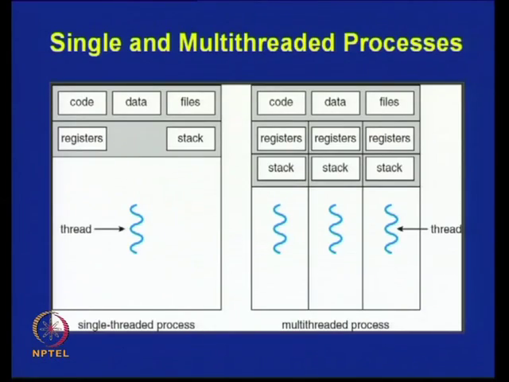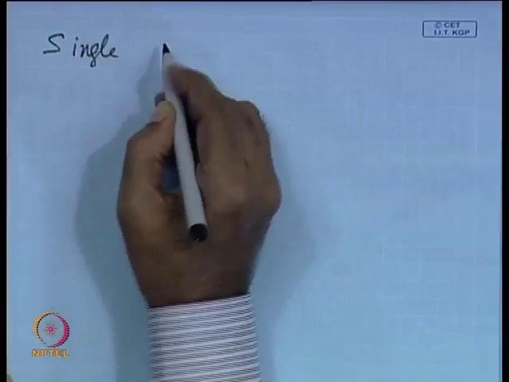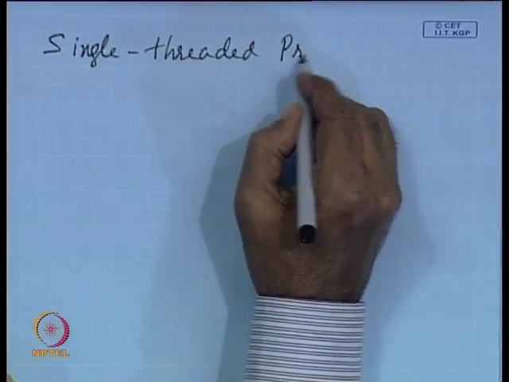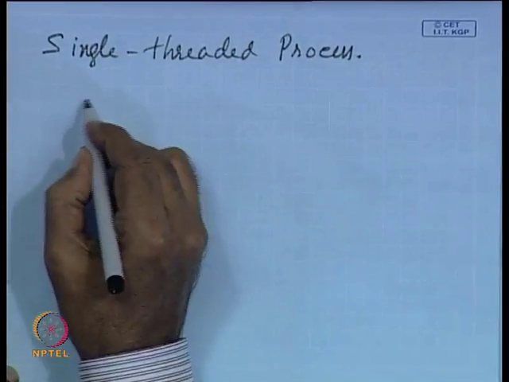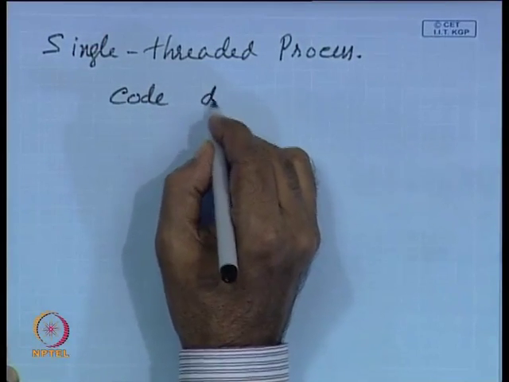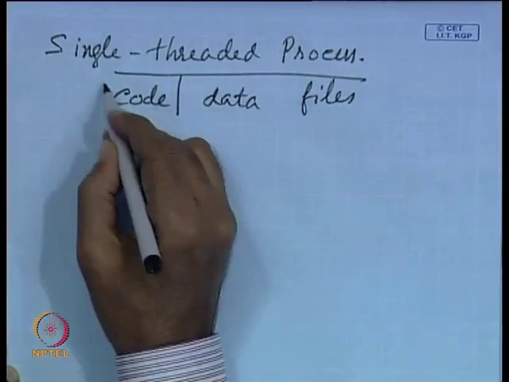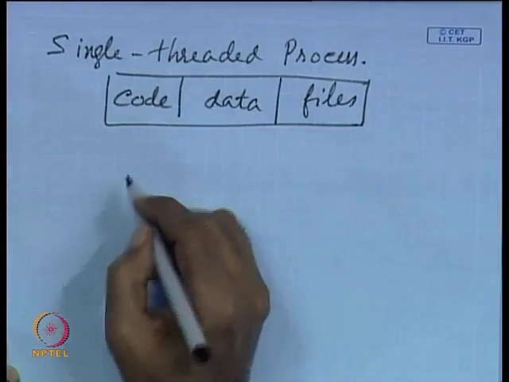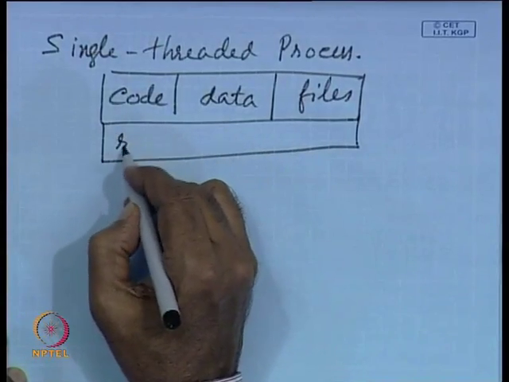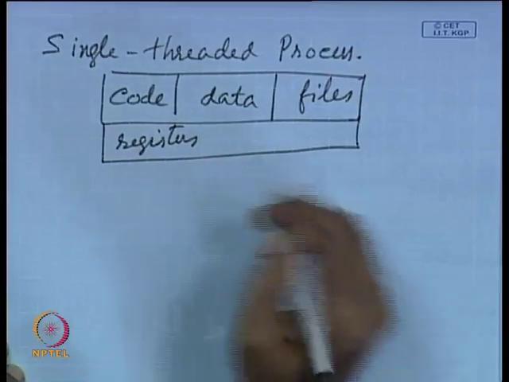Let us consider a single threaded process, in which case you will find that a particular process will require code, data and files. Then, to execute a particular program, you will require registers to store the intermediate results while processing a program.